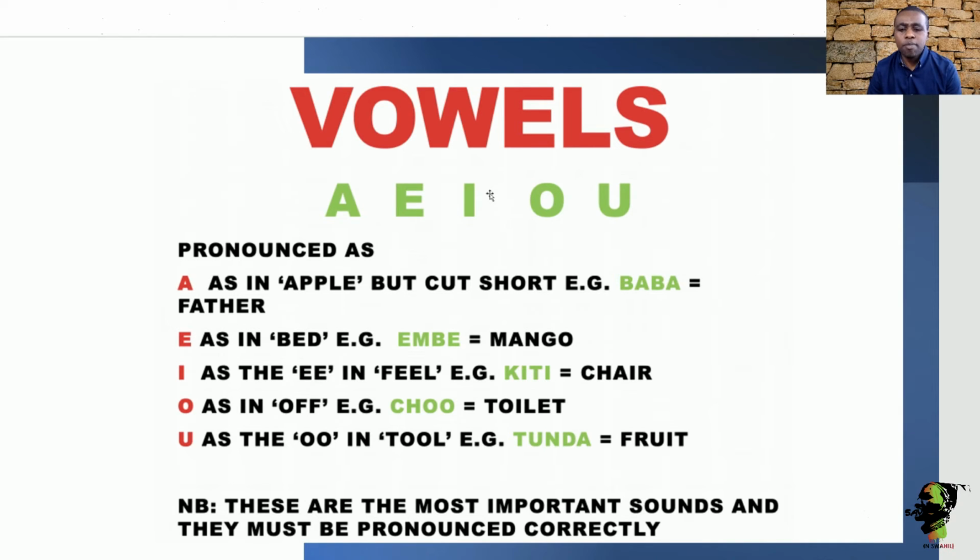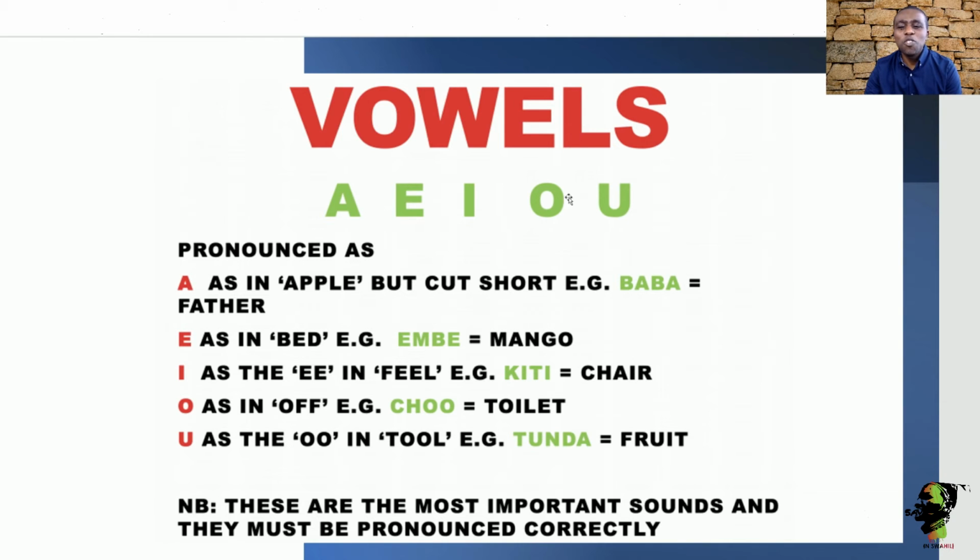The vowel I in Swahili is pronounced as E, for example, how you say feel. A Swahili word that you can use for that is kiti, which means chair in Kiswahili. The vowel O is pronounced as O, just like the way you say ostrich. A Swahili word that you can find with the O vowel is choo, which means toilet.